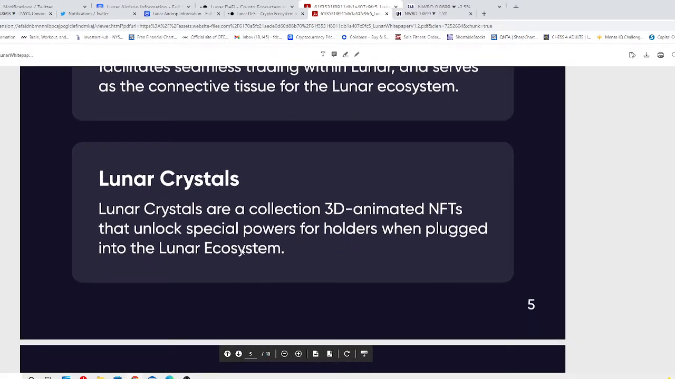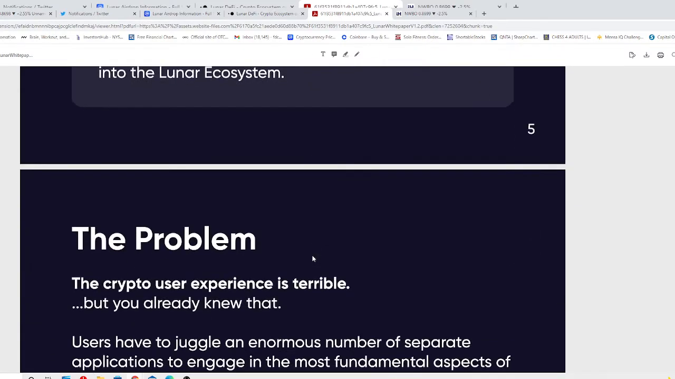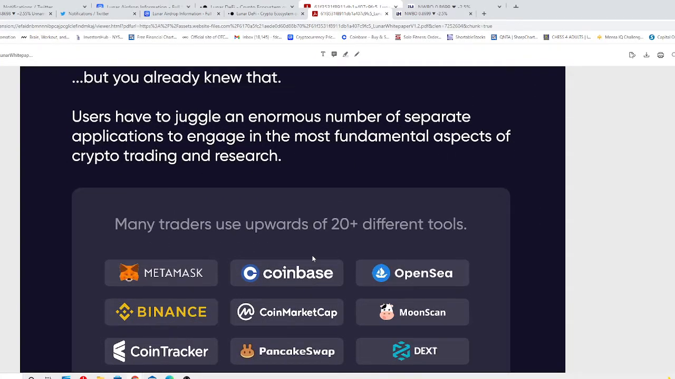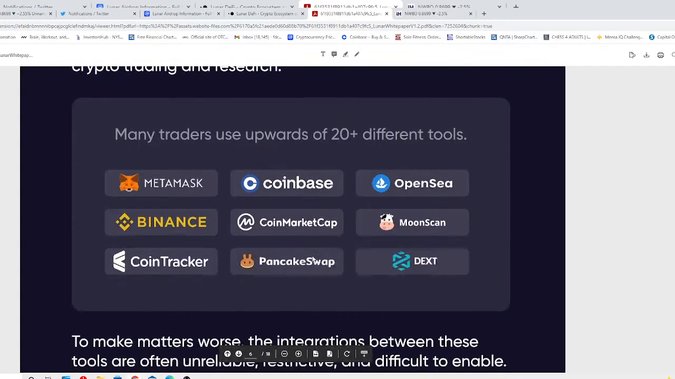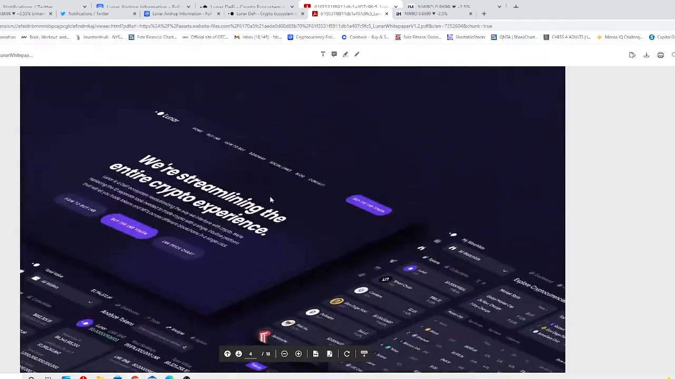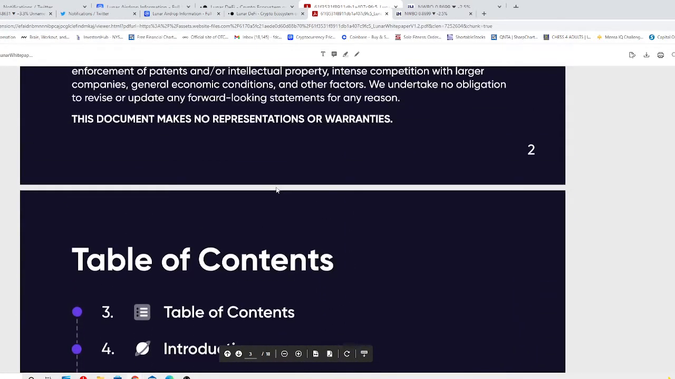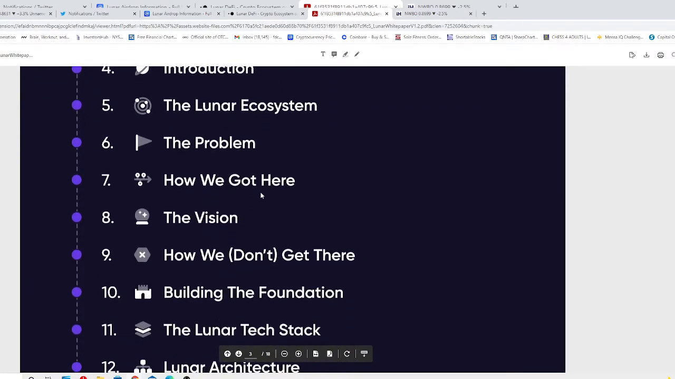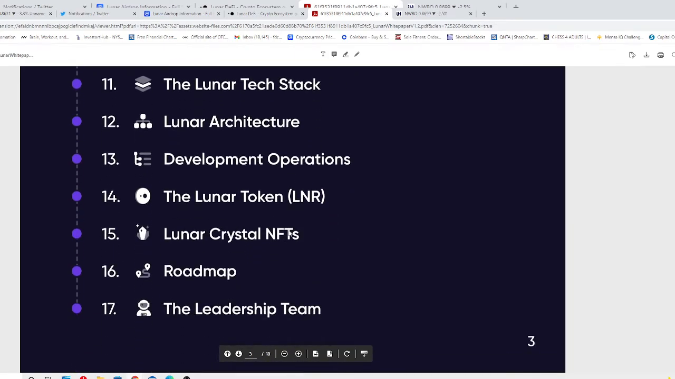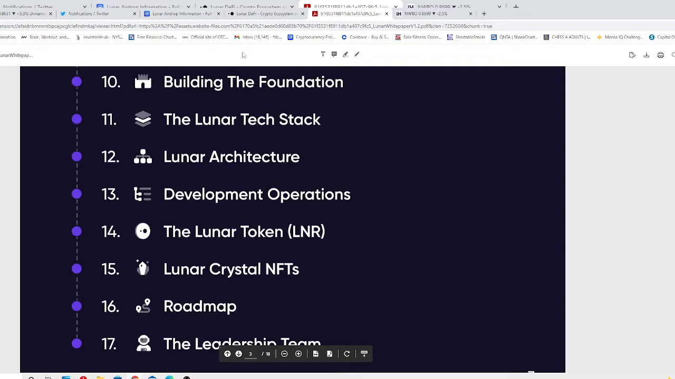And I'm gonna put this PDF page down below my video, so you actually have more access to this intel. Pretty much, let me see here. This is the, you go here, the table of contents. Everything that you wanna know about them, you'll find here.